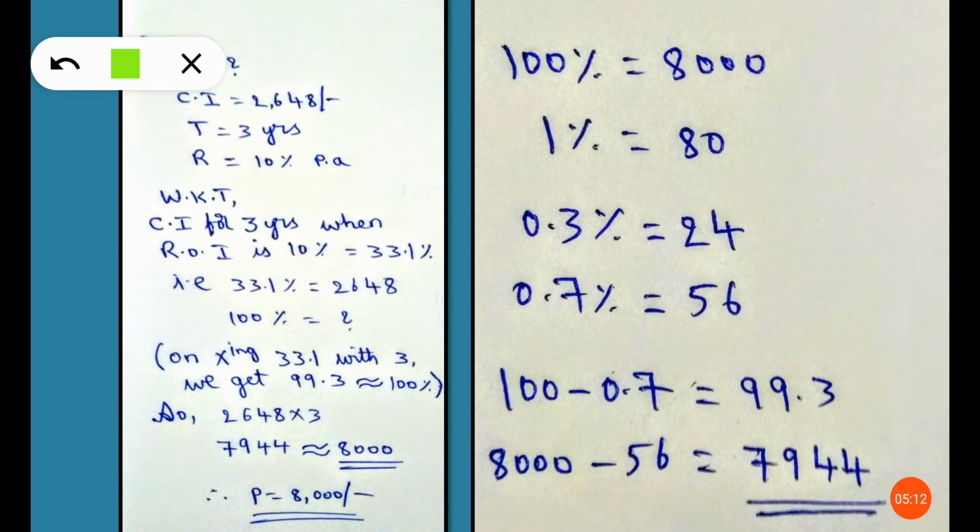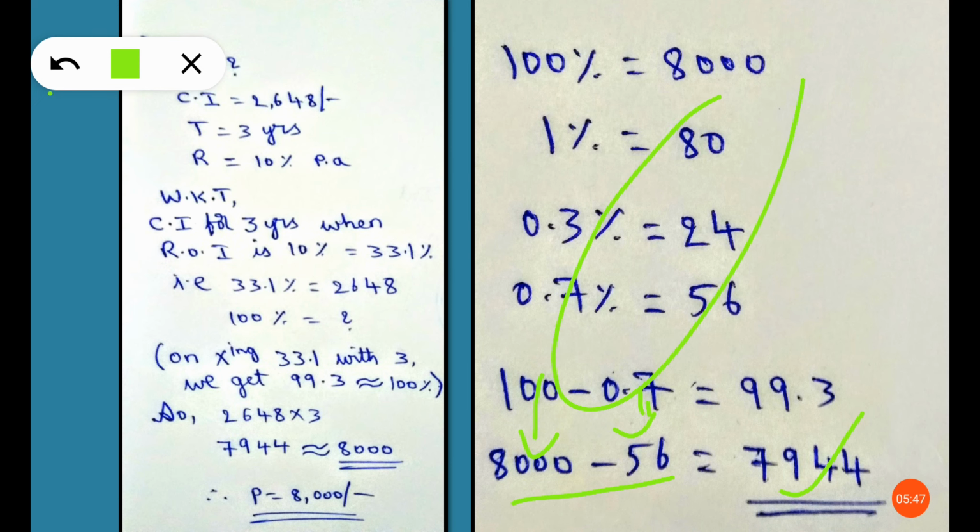Here there is a method to verify whether our chosen option is right or not. When 100% is 8,000, 1% means 80 rupees. 0.3% is 24, 0.7% is 56. 8 3s are 24, 8 7s are 56. 100 minus 0.7 is 99.3. And 8,000 minus 56. 100% means 8,000, 0.7% means 56. 8,000 minus 56 is 7,944. Like that we can verify.